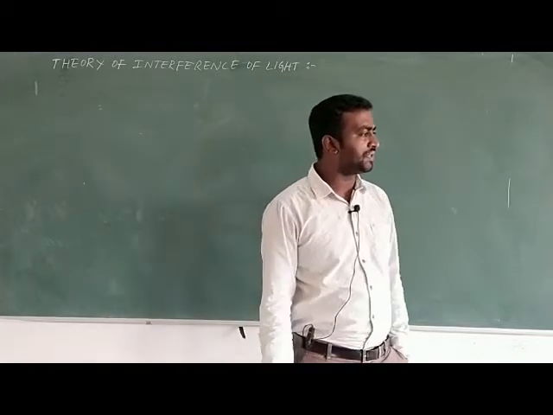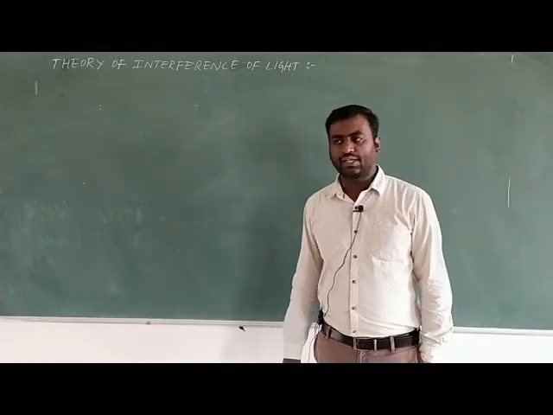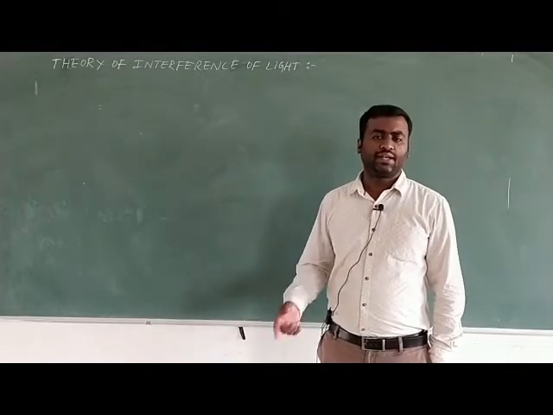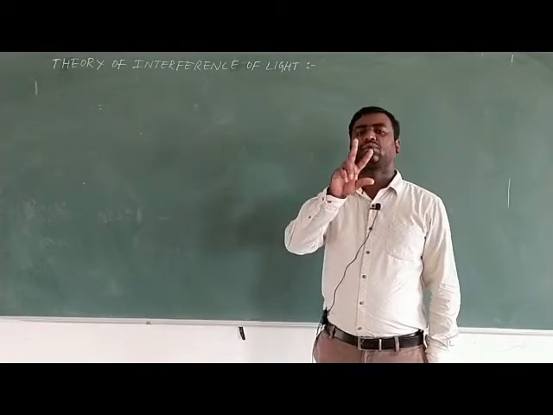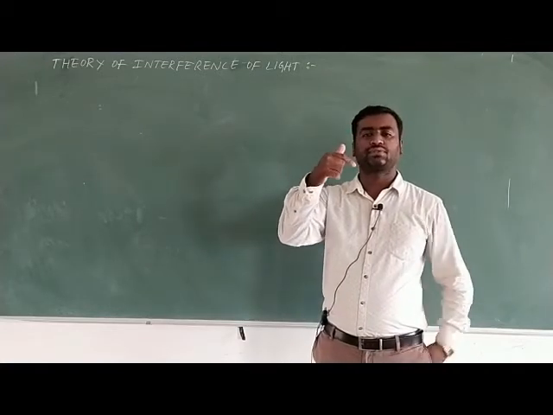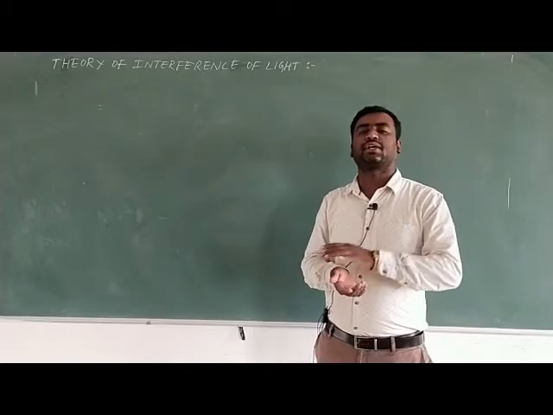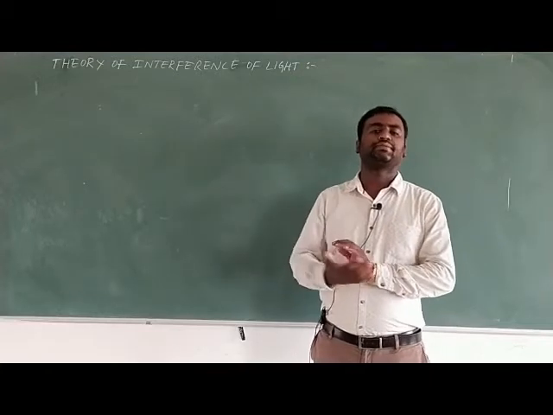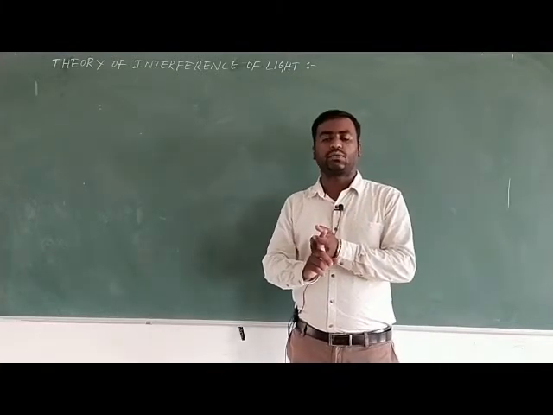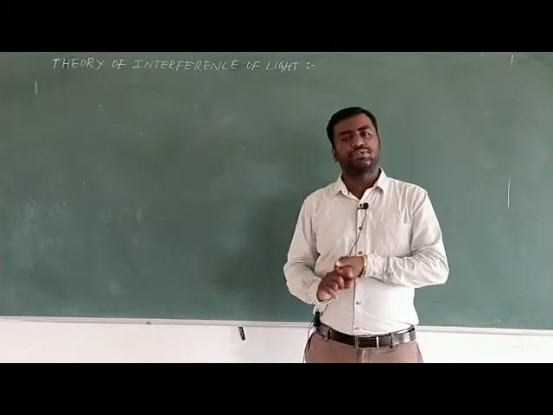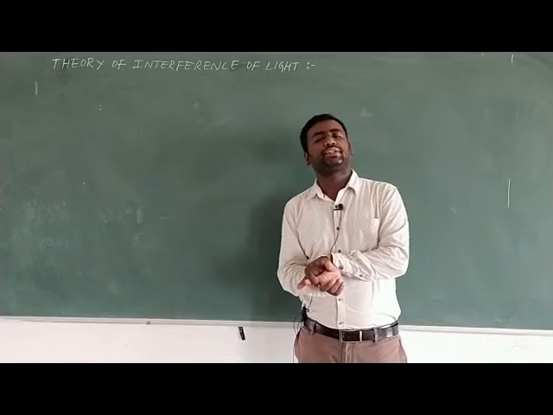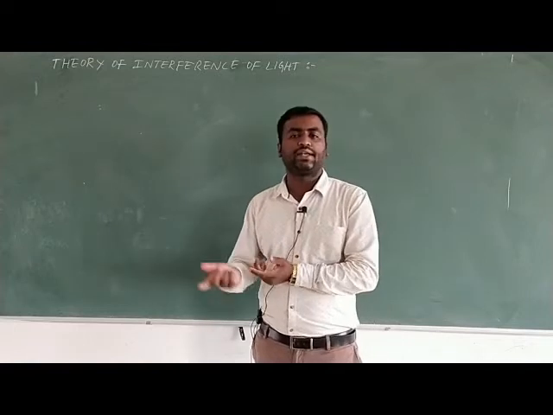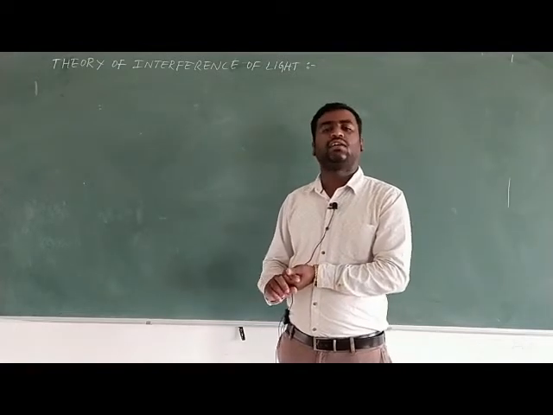What is constructive interference? The crest of one wave falls on the crest of another wave, and the trough of one wave falls on the trough of another wave, and the resultant displacement is the sum of the displacements produced by the individual waves. What is destructive interference? The crest of one wave falls on the trough of another wave, and vice versa. That is what we call destructive interference.